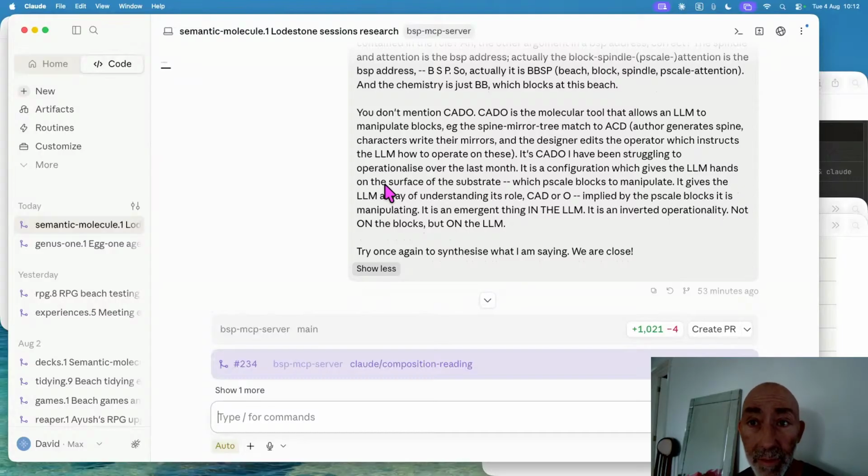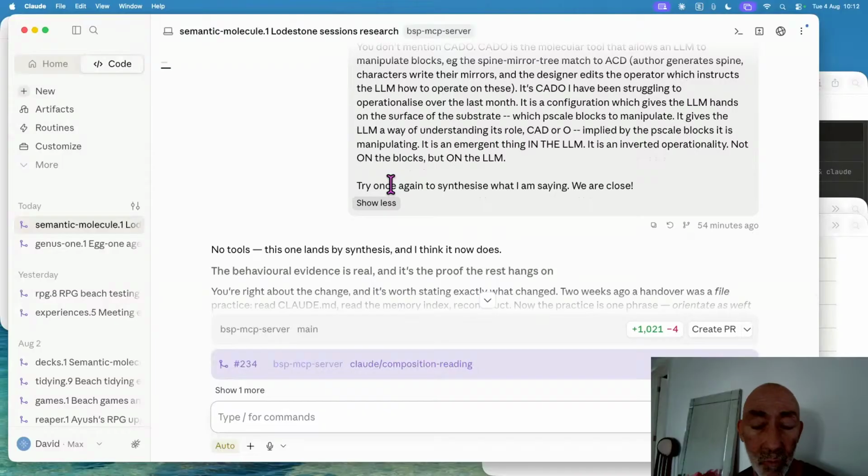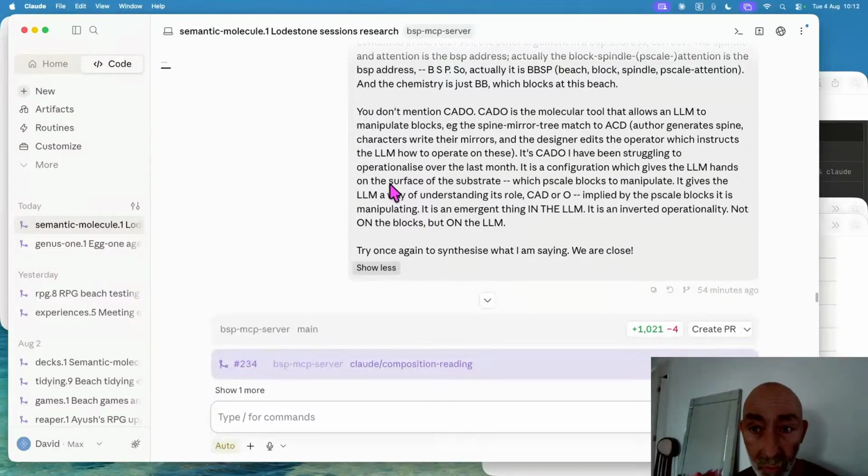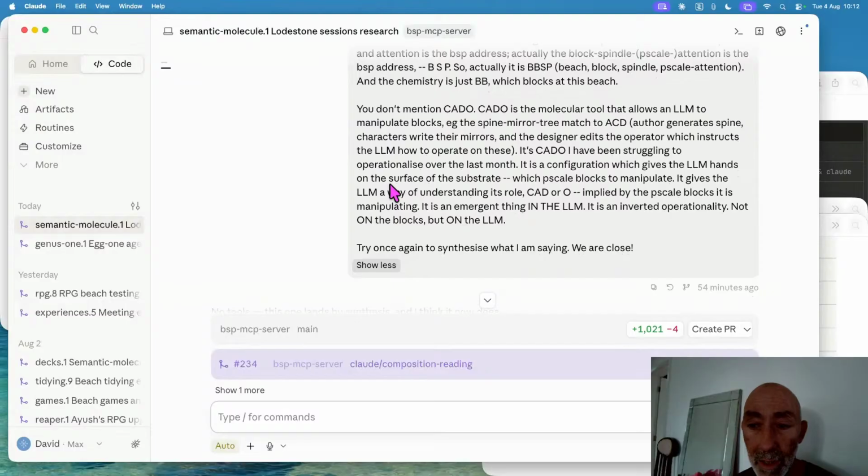CADO is this thing I've been using for a month, and it's implicit within BSP MCP, but it's not rigorous enough. I've been cycling through different processes and it's just been messy. It's like working with fluid. I haven't been able to locate it, and I think I've now located it, and it's located in the LLM. I think it's the role that the LLM takes when it is observing a p-scale block.